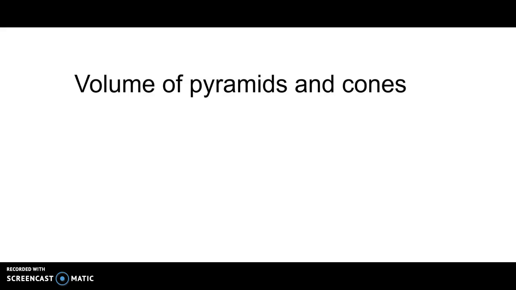Good morning, everyone. Today I'm going to go over a few examples of how to find the volume of a pyramid and a cone. I literally took the examples that I would do in class for you and put them on this notebook, and we're just going to go through them together.